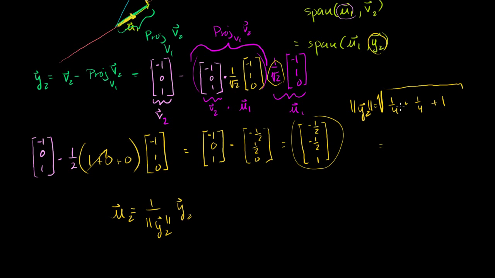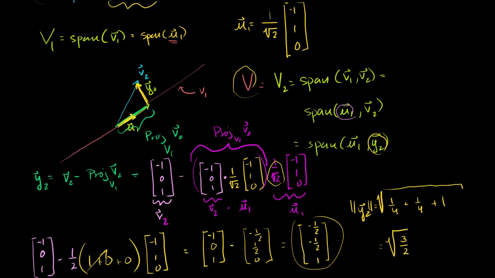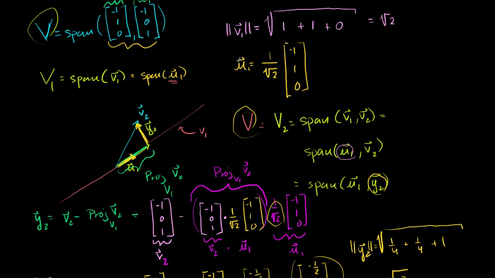So it's equal to the square root of 3/2. This is 1/2 plus 1, which is 3/2. So if I define u2 as equal to 1 over the square root of 3/2, which is the same thing as the square root of 2/3, times y2, which is this guy right here, minus 1/2, minus 1/2, and 1. And I already had defined u1 up here. u1 was right up here. Let me copy and paste.